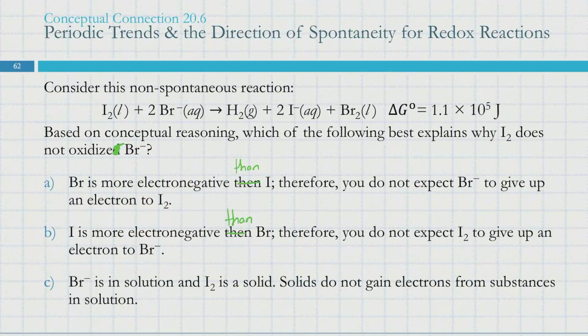Is it that bromine is more electronegative, therefore you do not expect bromide to give up an electron to iodine? Or is it that iodine is more electronegative than bromine, therefore you don't expect iodine to give up an electron to bromide? Or is it that one's in solution and the other's solid?